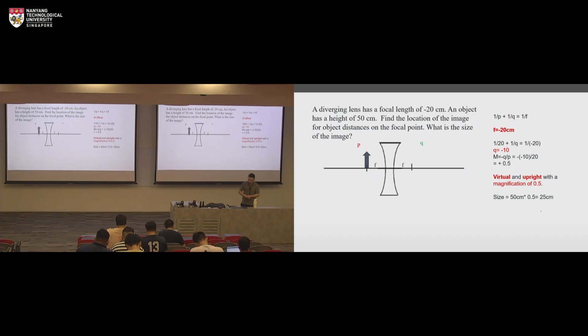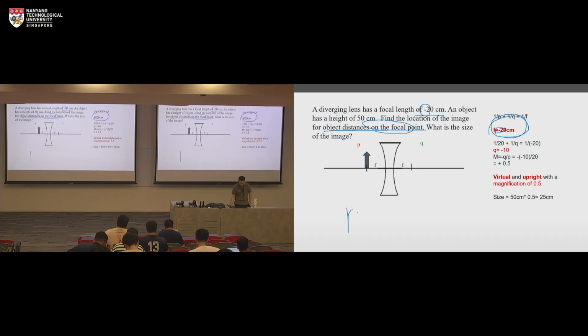So this is, again, the same diverging lens, which means it has no ability to converge light. It says that this diverging lens has a focal length of 20, but remember, because it's a diverging lens, you need to put negative 20. The object is 50 cm high. Find the location of the image if the P is at the focal point. So F is 20 cm, but according to the sign, when you do the calculation, you need to put F equals negative 20.